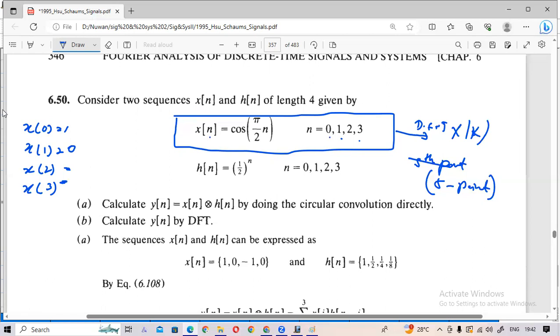That means at least this sequence should have 5 points. This n should go to 4 and 5 volts. But the given signal is only limited here. Then you have to add additional samples, but those should be zero samples. Zero samples should be added. Actually, that is called zero padding.